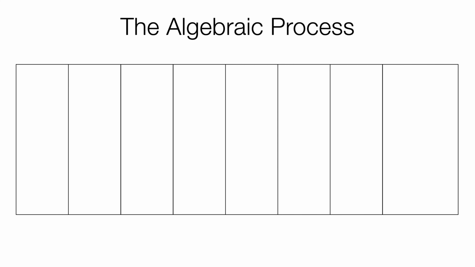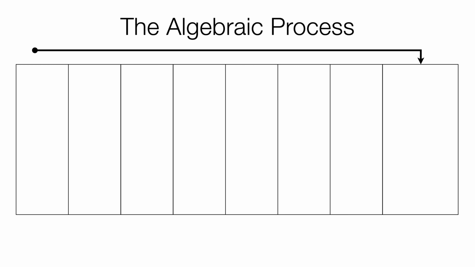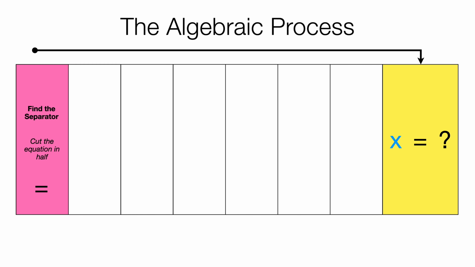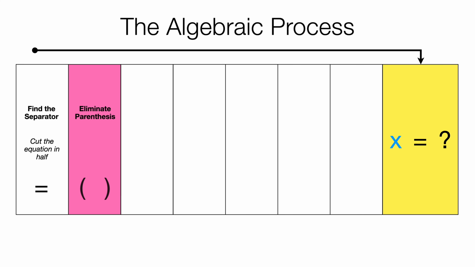Now let's get into that order from left to right. You're going to start from the left and go all the way to the right, and you're going to be done when the variable is fully isolated, and that would be where x equals some number. So first, you're going to find the separator, and then you're going to cut the equation in half and separate it into 2 sides. Then you're going to move on, and you're going to eliminate parentheses using the distributive property.